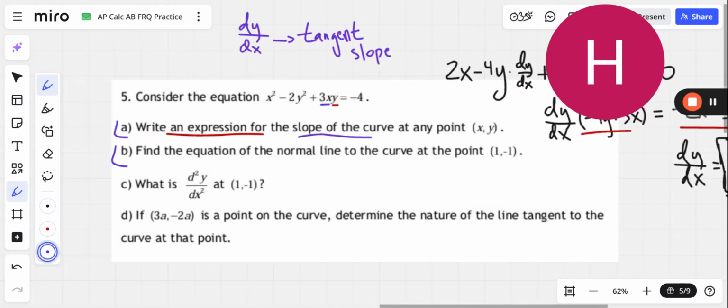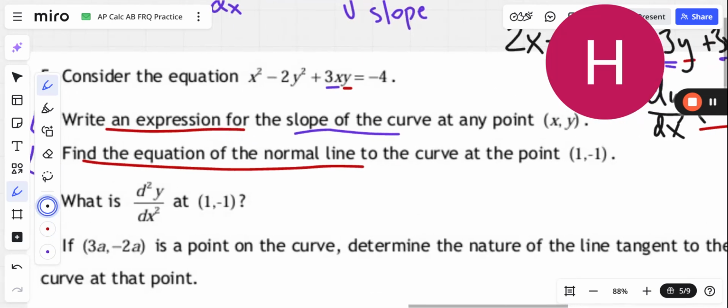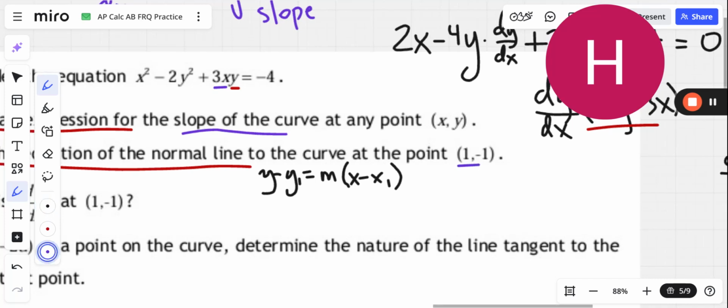Find the equation of the normal line. Whenever I see equation of tangent or equation of normal line, I want you to write the following: y minus y1 equals m times x minus x1. That is the equation of a line in point-slope format. We already have the x1 and the y1. That's very nice: 1 comma negative 1.